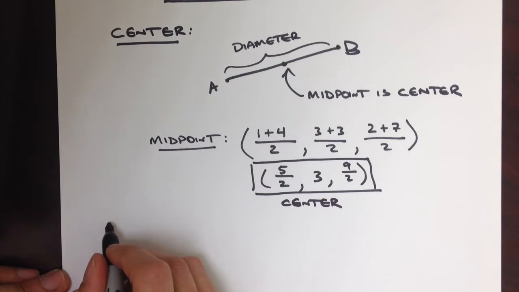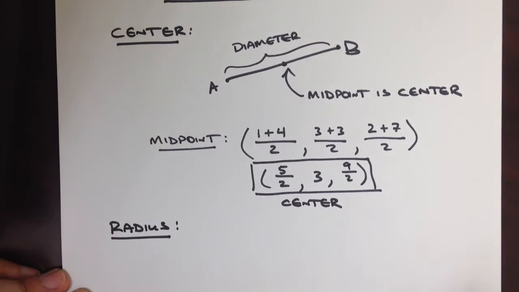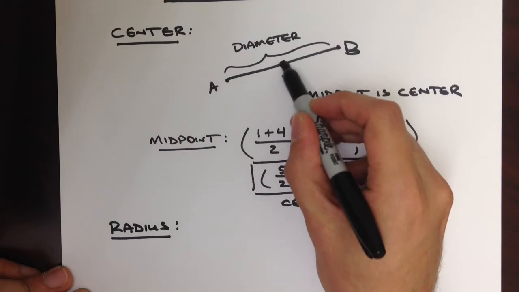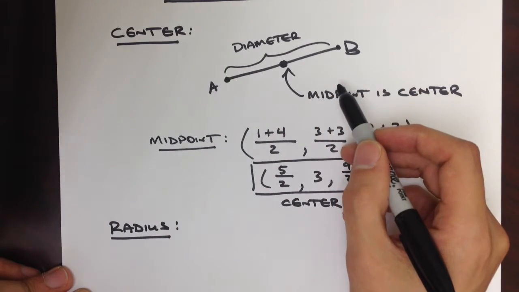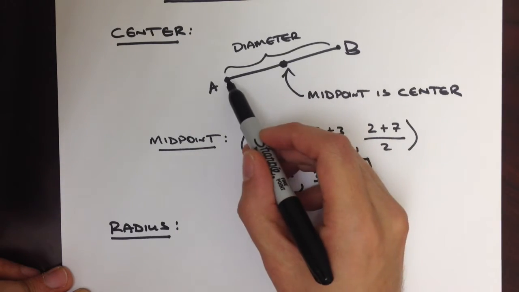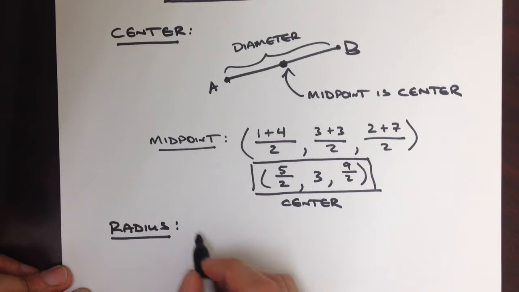Then we want the radius. Well, the radius is, again, the distance from the center to either the point A or the point B, and obviously those distances should be the same. We could also find the radius by just taking the full distance from A to B and dividing by 2. Either one of those would be fine. In either case, you're using the distance formula.